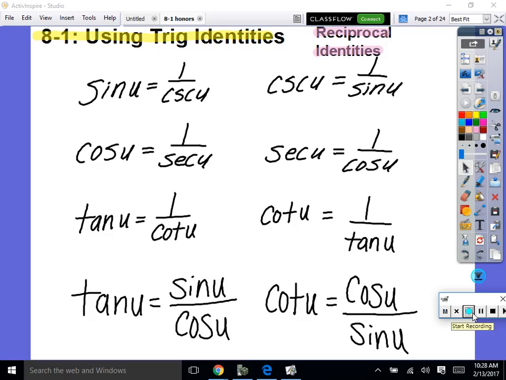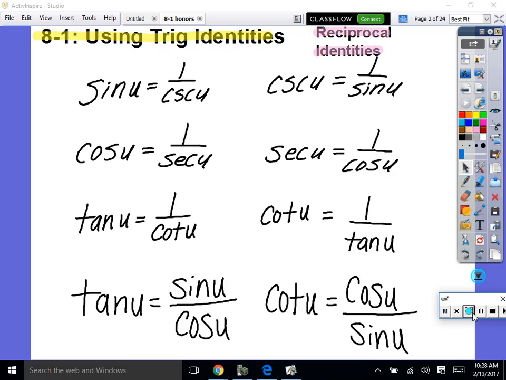Guys, you really have got to have this down before you go into calculus. It's going to make your life so much easier. So we are going to be using trig identities to simplify things. So what is a trig identity? An identity is something that can just be written as something else. So we can use these identities to rewrite these in different formats.